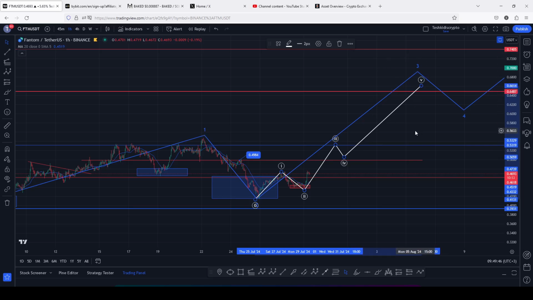So that is the price action that I'm expecting here on the Phantom chart in the short term and also in the long term.